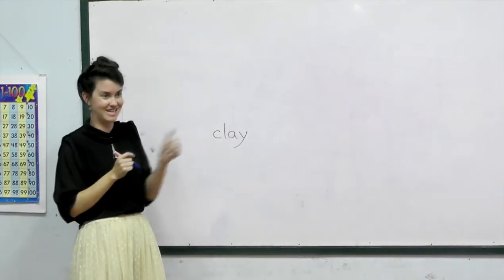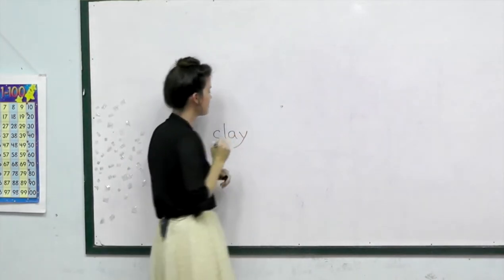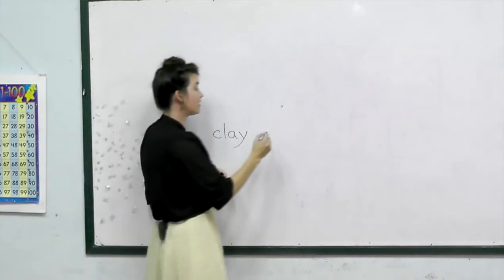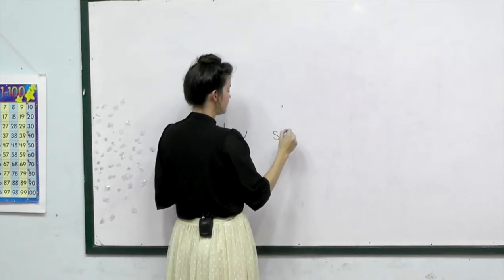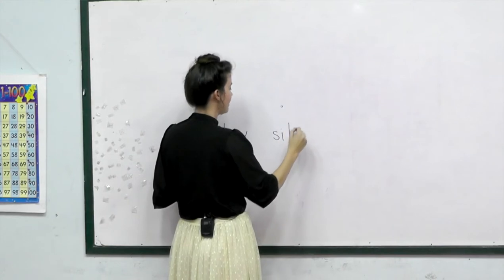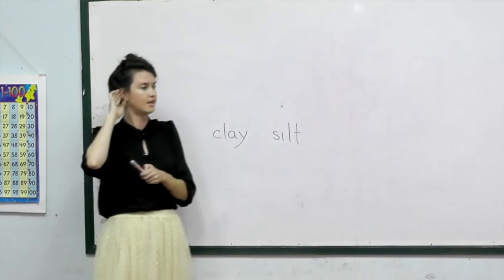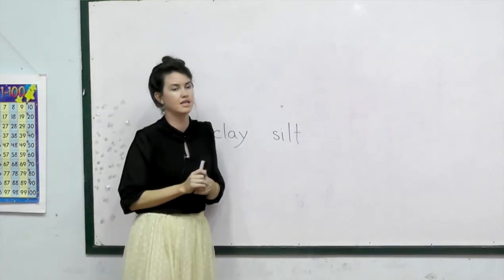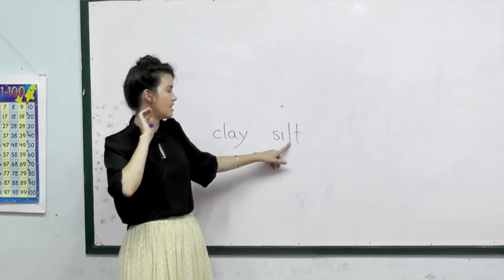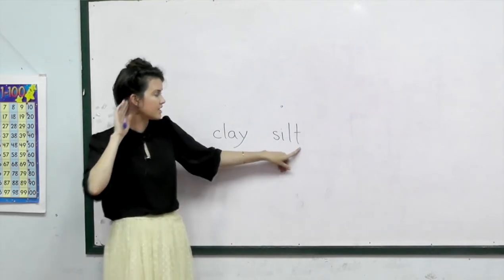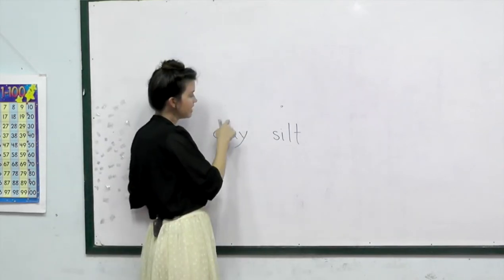Silt. Good job. Silt is still very small. L, and then our T. Very nice. Everybody practice that word. Silt. Good. Let's do each sound. S, I, L, T. Good job. All together. Silt. Very nice. So we have clay, silt.